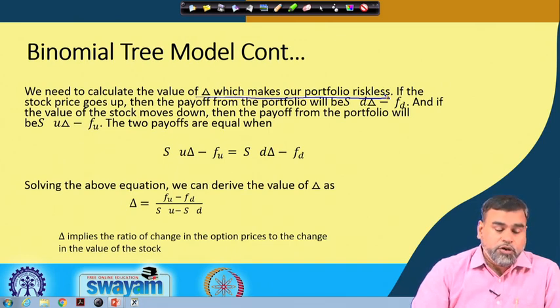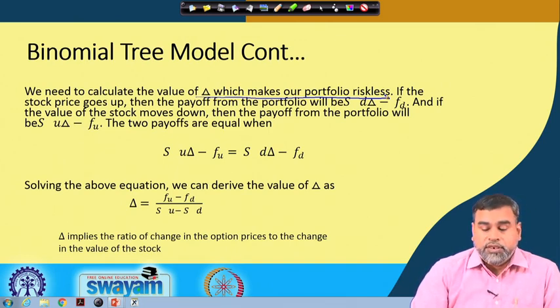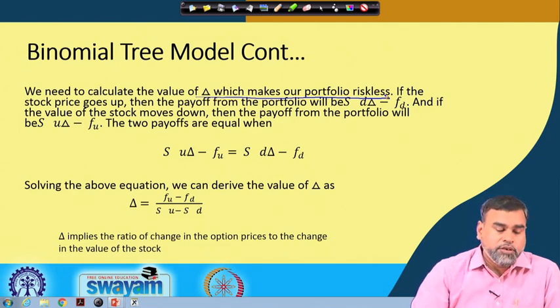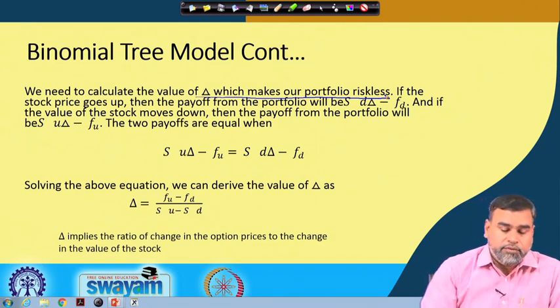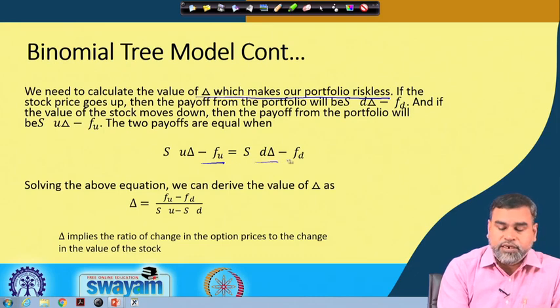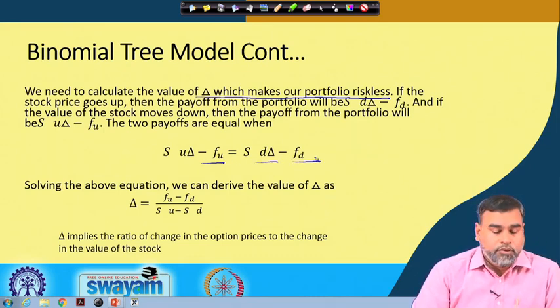If the stock price goes up, then the payoff from the portfolio will be S d delta minus F of D, and if the price of the stock moves down, then the payoff from the portfolio will be S u delta minus F of U. So, if you want to make the two payoffs equal, then S U delta minus F of U is equal to S d delta minus F of D. Now, if you solve this equation, your delta will be F of U minus F of D.